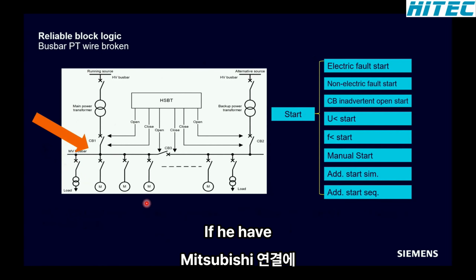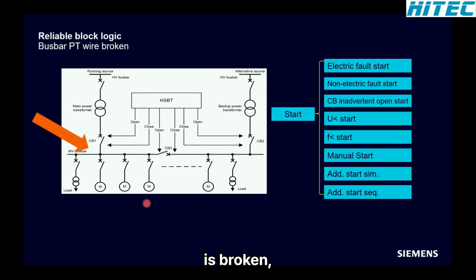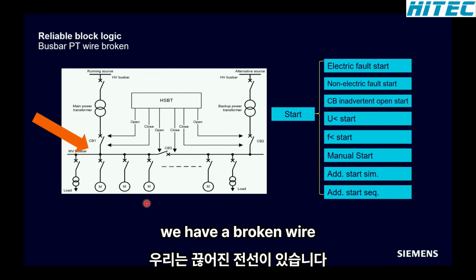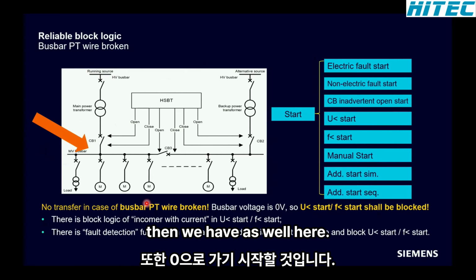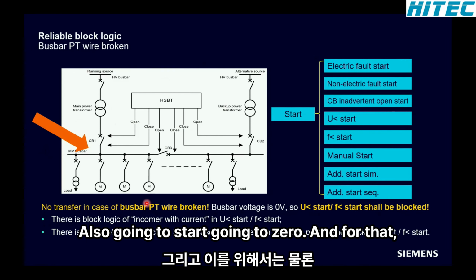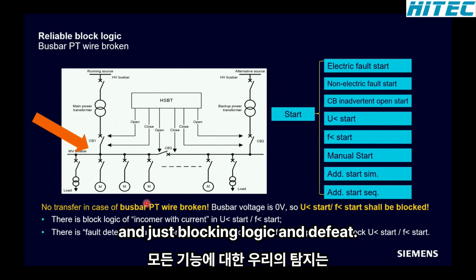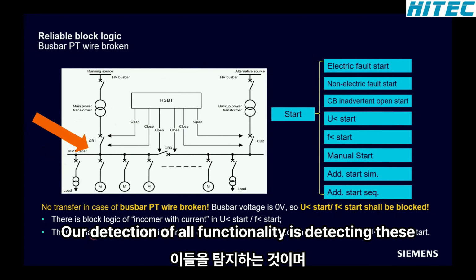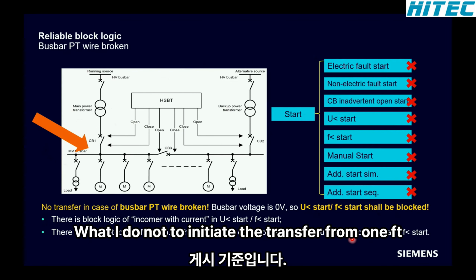If we have, for example, a problem with the VT connection, that the VT or PT is broken, we have a broken wire, and we lose the voltage signal, normally then we also have a busbar voltage which is directly going to 0. For that, of course, we also need to block the HSBT functionality. This blocking logic and the failure detection of our functionality detects this and blocks both criteria, so that we do not initiate a transfer from one feed to the other feed.